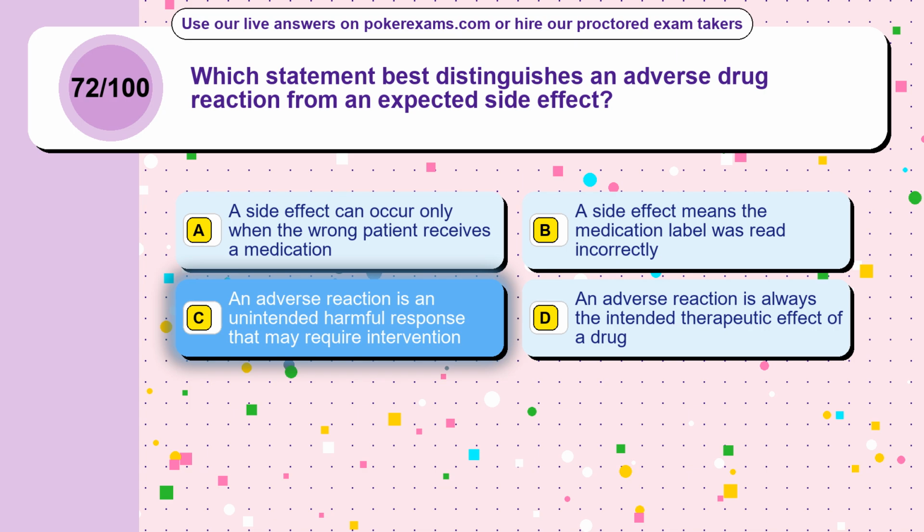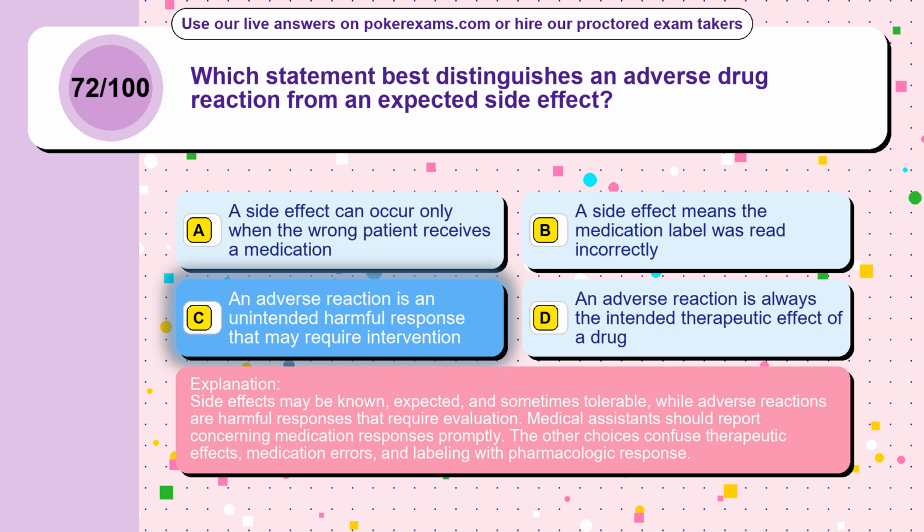The correct answer is option C, an adverse reaction is an unintended harmful response that may require intervention. Side effects may be known, expected, and sometimes tolerable, while adverse reactions are harmful responses that require evaluation. Medical assistants should report concerning medication responses promptly. The other choices confuse therapeutic effects, medication errors, and labeling with pharmacologic response.